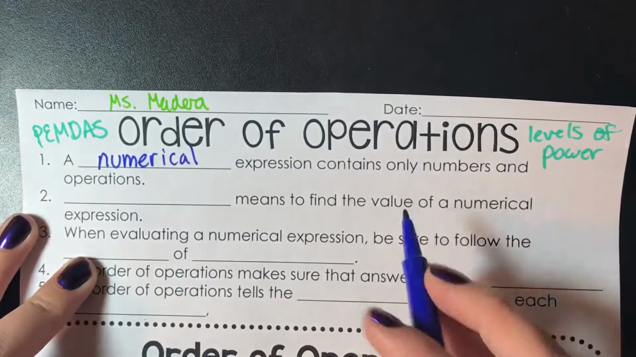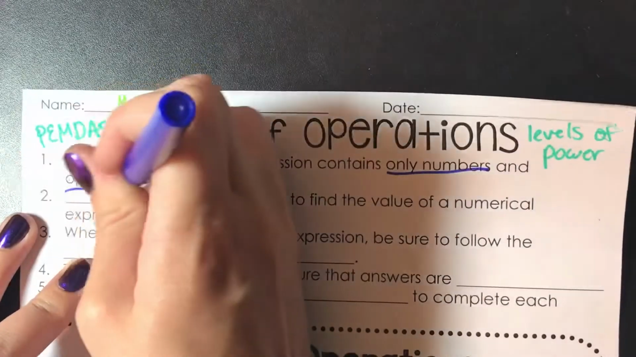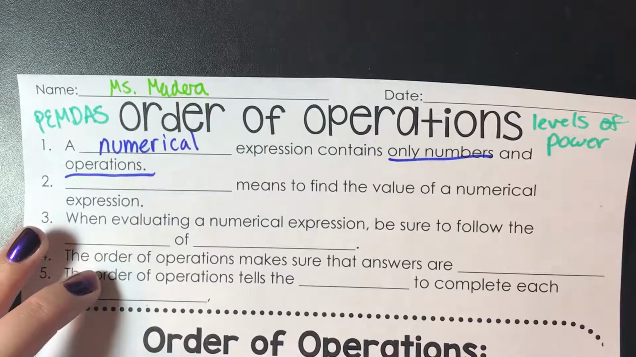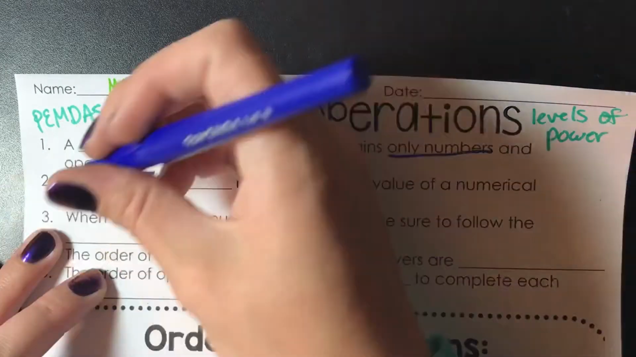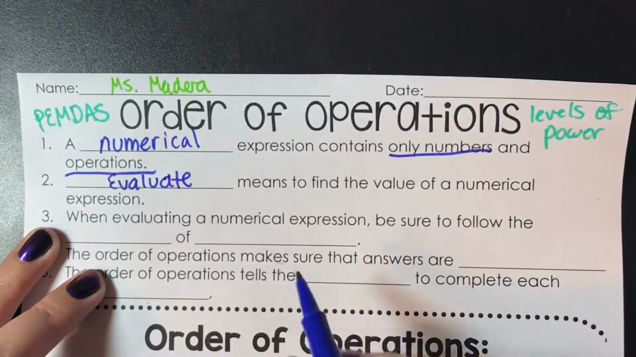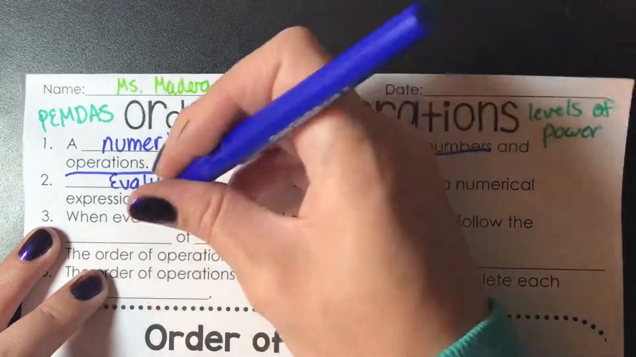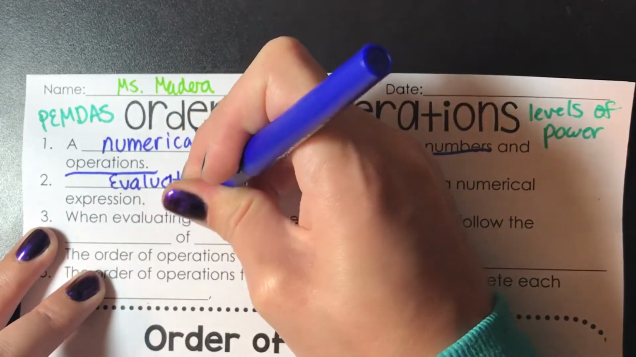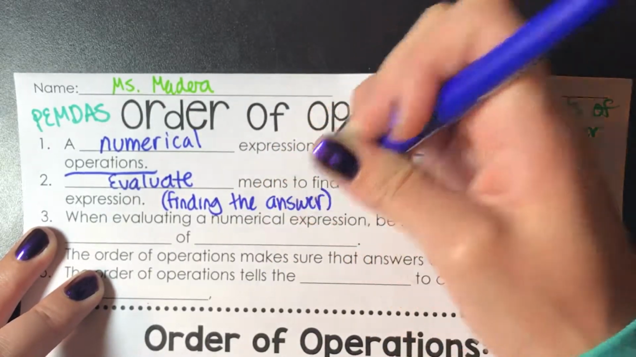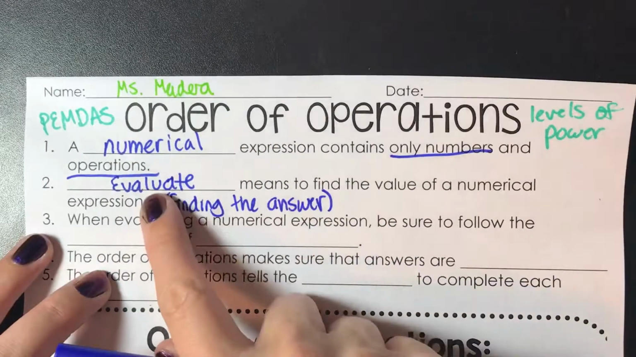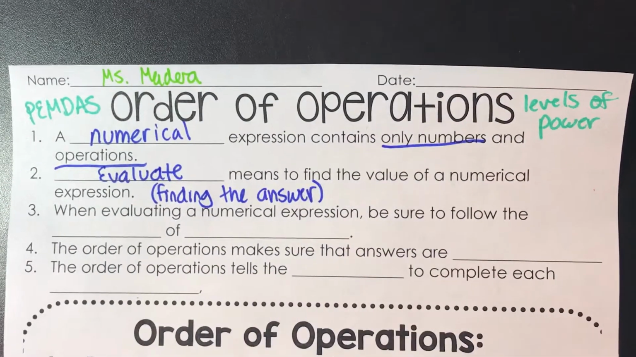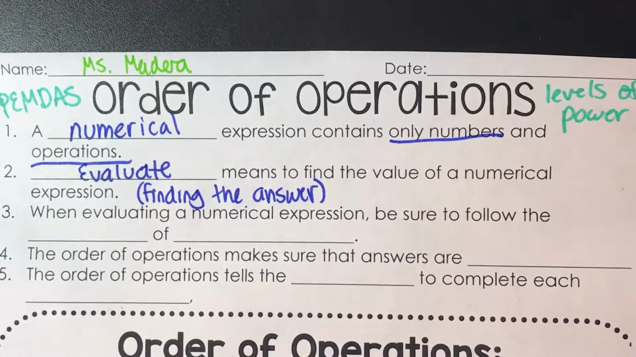So we're talking about numerical expressions, which contain only numbers and operations. Soon in 6th grade, you will learn about variables, but we're not talking about that just yet. If I want you to evaluate, it means to find the value of an expression. You're basically finding the answer. But instead of saying, oh, I found the answer, I solved it, you evaluate it. You simplified it all the way down to its core value. It's one number representing the final solution.